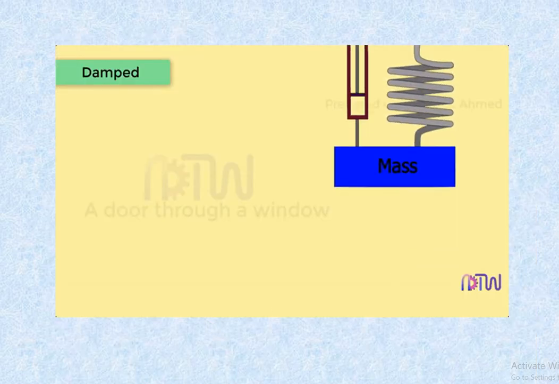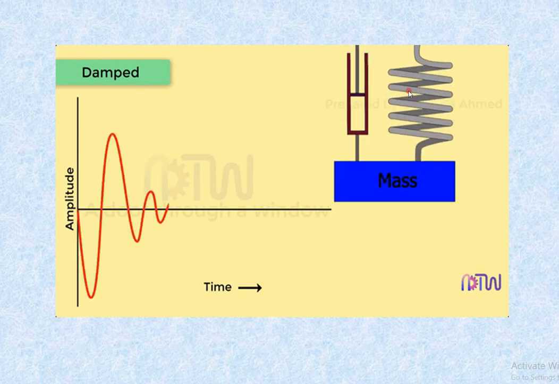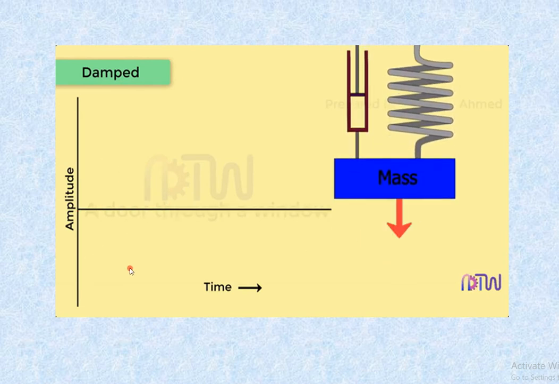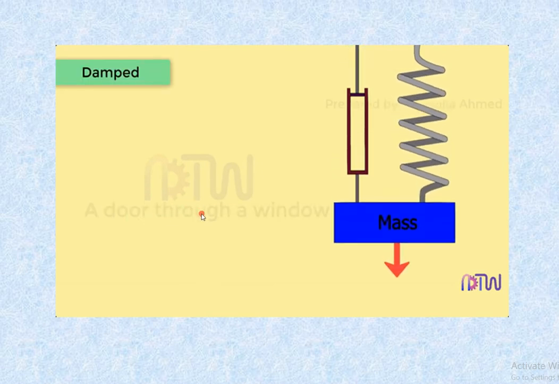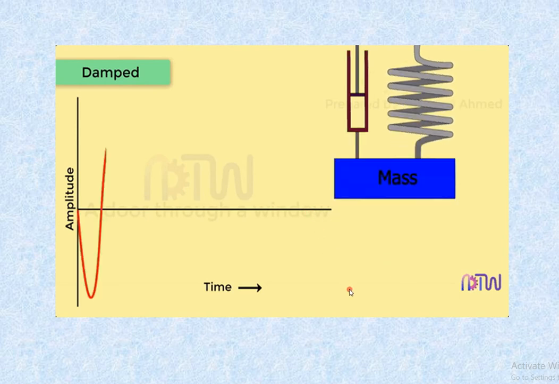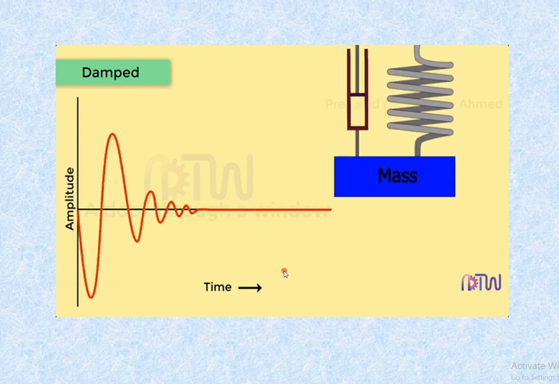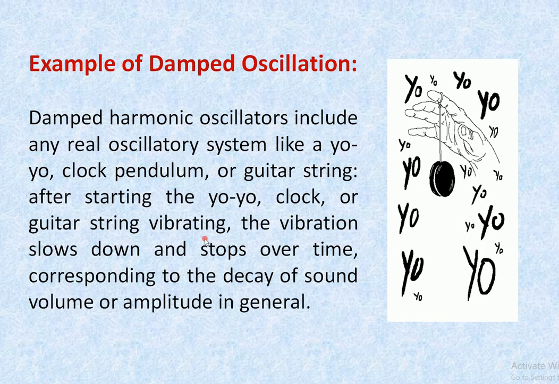Let us see the example of a spring. When we apply force on the spring, the spring vibrates with a maximum amplitude at the beginning, and as the time increases, the amplitude of the vibrating body decreases to 0. Like this. And these are the various examples of damped vibration like yo-yo, clock, guitar string, etc.